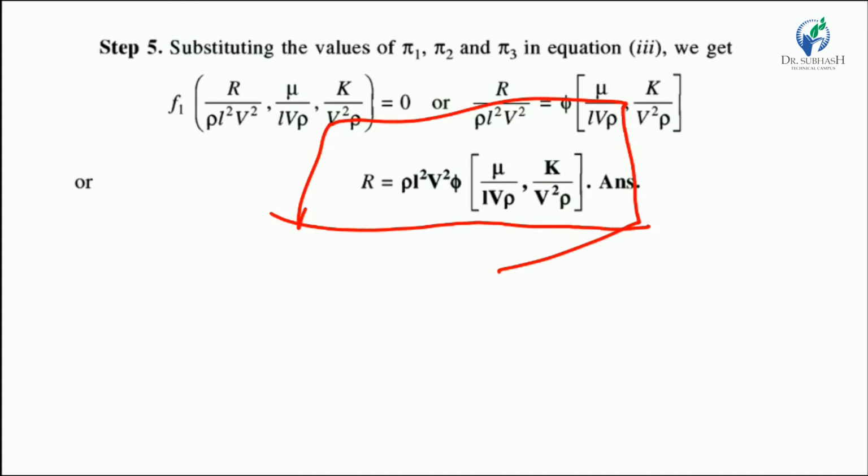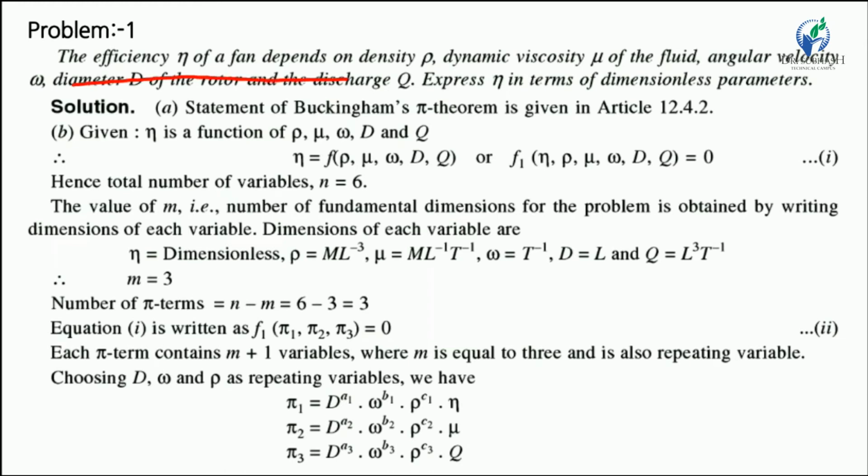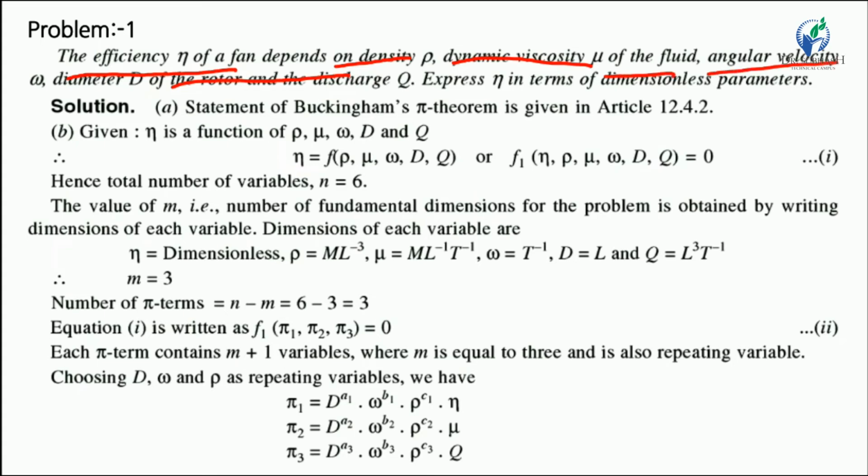Okay. Now we take another example, so you can easily see how an example is solved through the Phi theorem. So here the efficiency of a fan depends on the density rho, dynamic viscosity mu of the fluid, angular velocity omega, diameter d of the rotor and discharge q. Express the efficiency in terms of dimensionless parameters. Okay. So we have to find the relational equation for the efficiency.